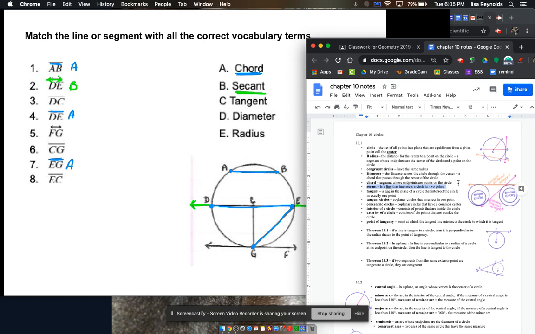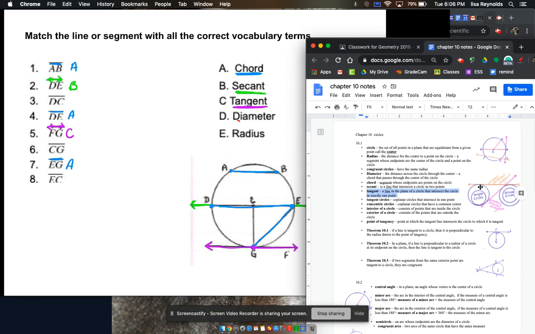A tangent is our next one. If we look at our notes, a tangent is a line that intersects our circle at exactly 1 point. So this one is also a line, but it only touches our circle at 1 point. And our line in the diagram that touches the circle once is the line FG.